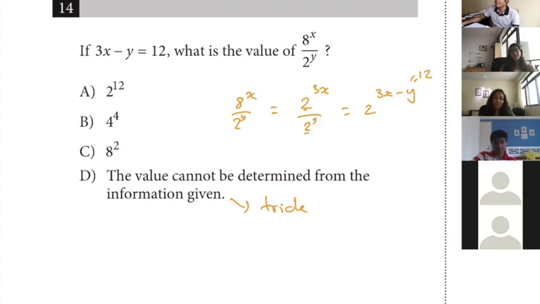Does somebody that put D want to come out and tell us how they got D or why they put D? A lot of you got D, so at least half of you should be able to put your hands up right now. Maybe it's not a concept gap, maybe you just didn't notice that this happens.